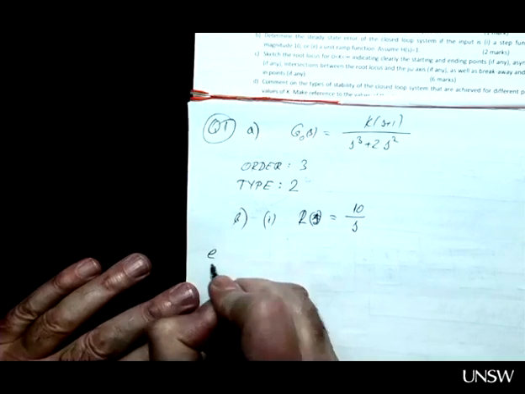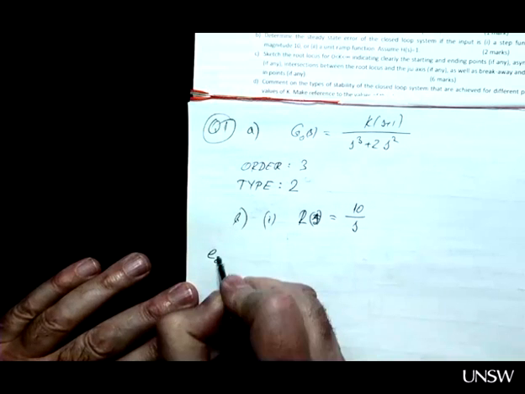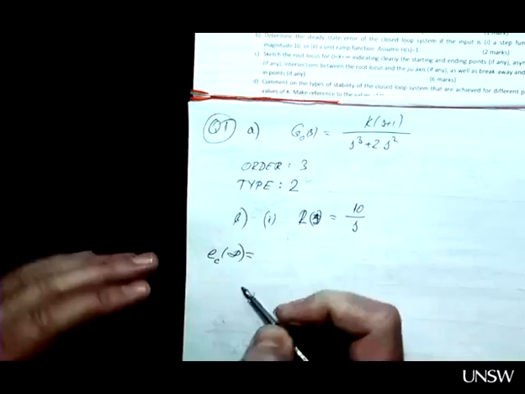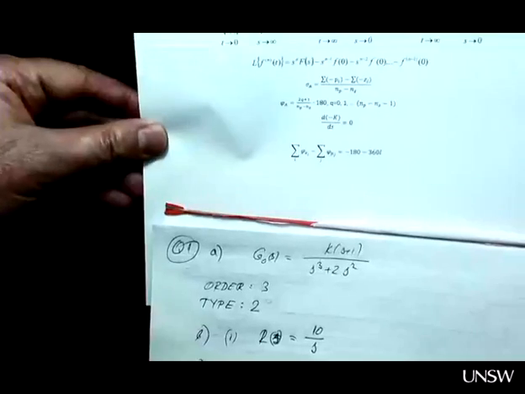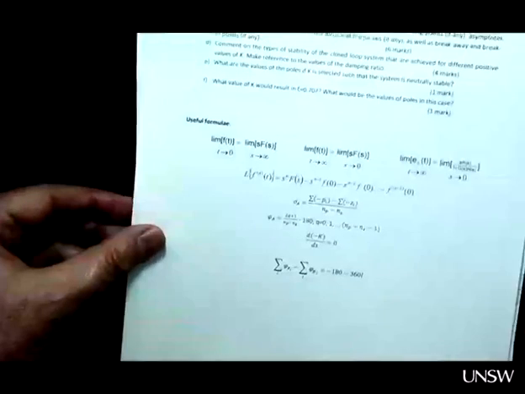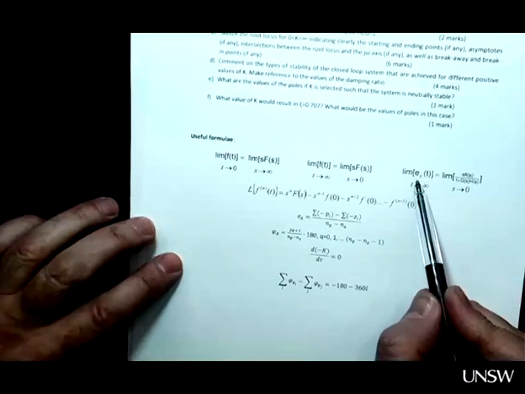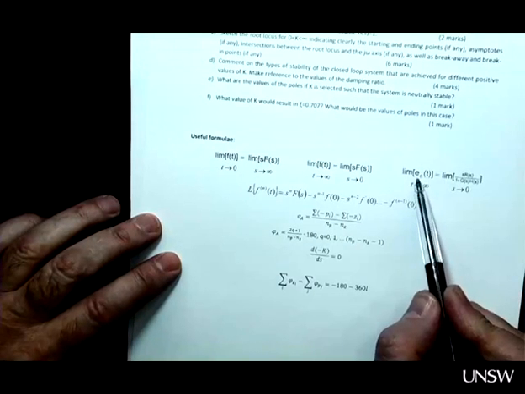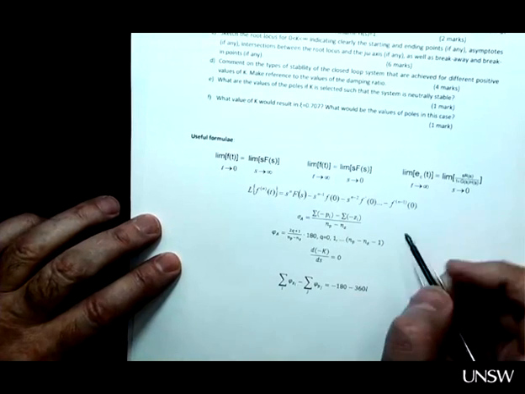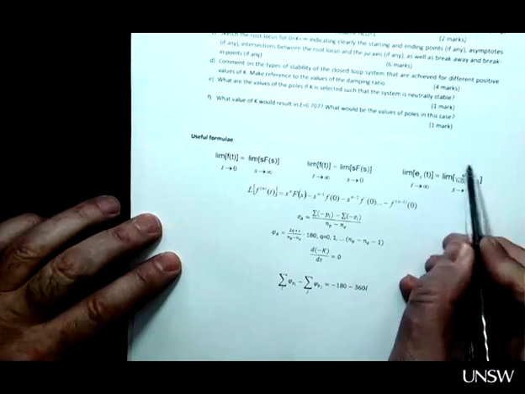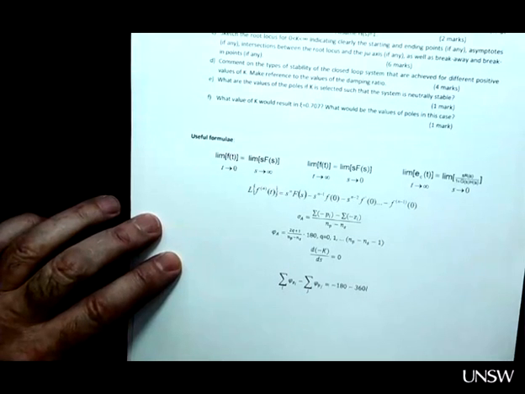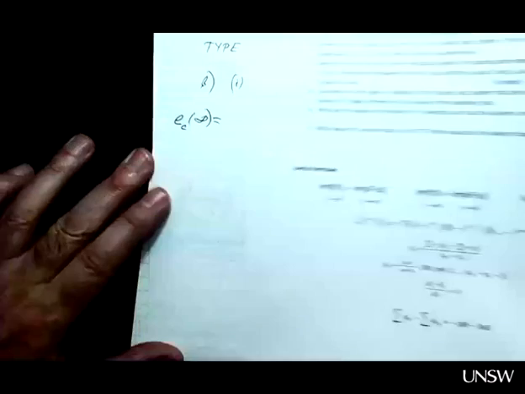How to find the steady state error, E, of the closed loop system? If you're not sure, let's have a look at the list of equations down here. You look around and you notice this equation, first line, the last on your right. This is the equation that you use to find the steady state error of the closed loop system.